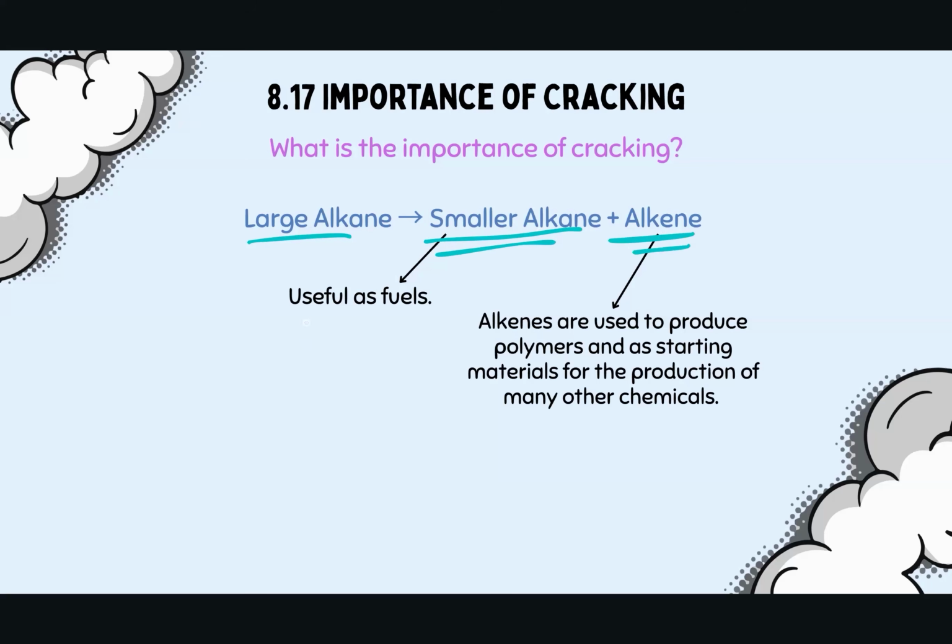So smaller alkanes are useful as fuels, but smaller alkenes are used to produce polymers and are starting materials for production of many other chemicals. And that's something I'll go into more detail on later.